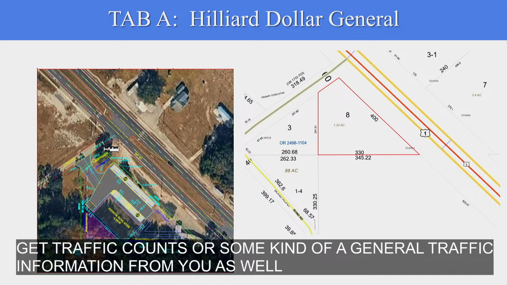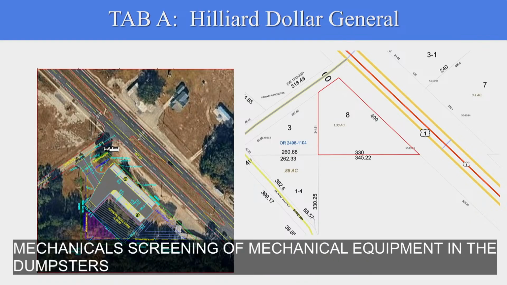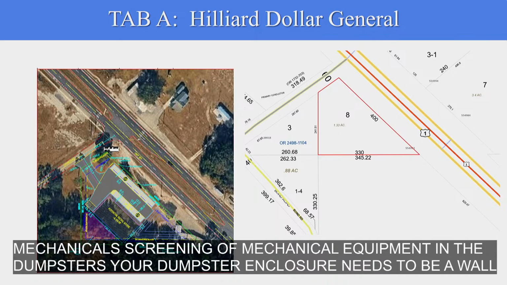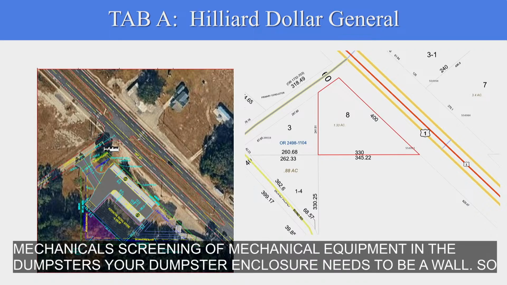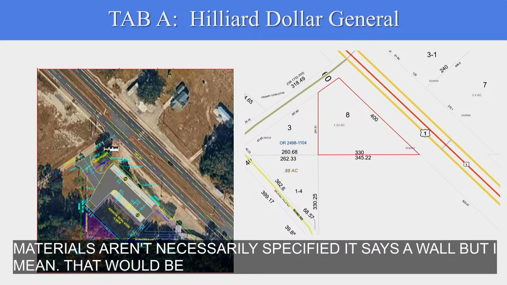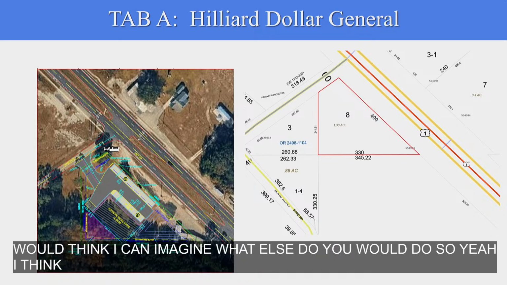Okay. And then, I don't have that much more, just wanted to mention screening of mechanical equipment and the dumpsters. Your dumpster enclosure needs to be a wall. A CMU block wall? Yes, okay. The materials aren't necessarily specified, it says a wall, but that would be the most common thing. I can't imagine what else you would do. A masonry wall, not a wooden wall, would make the most sense.